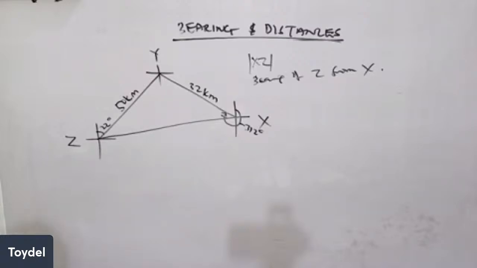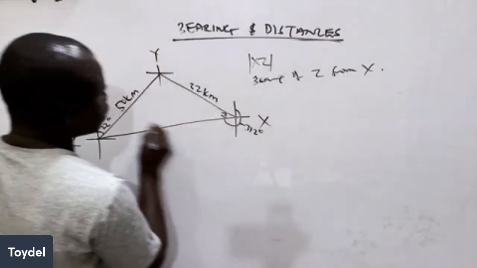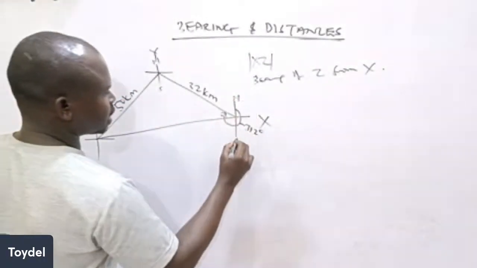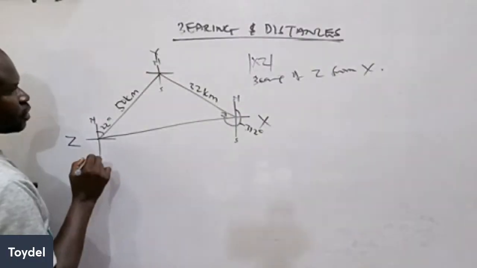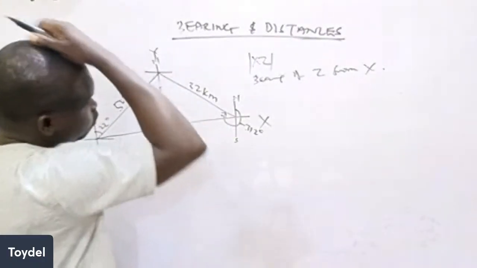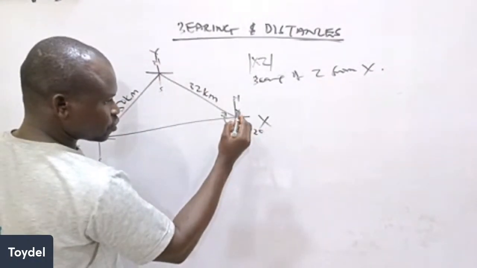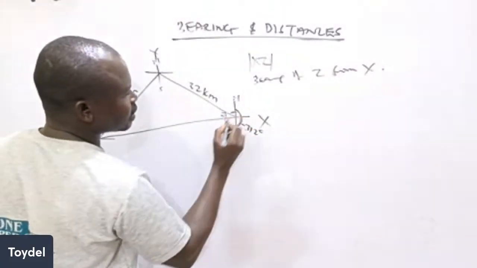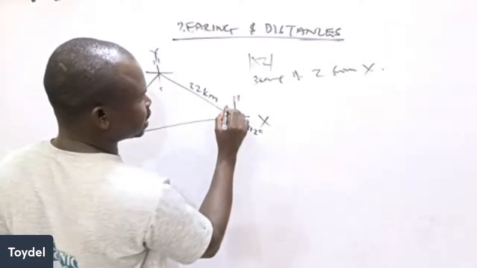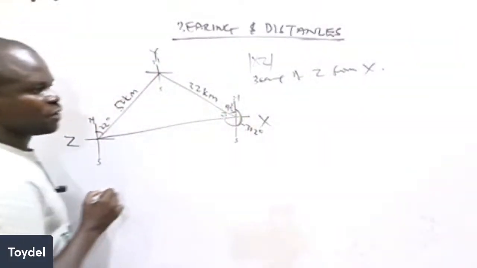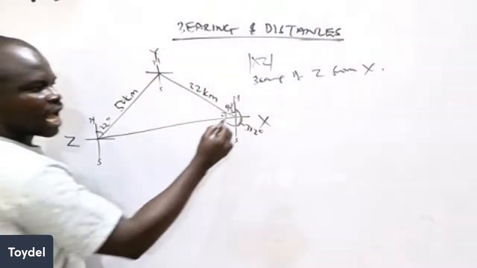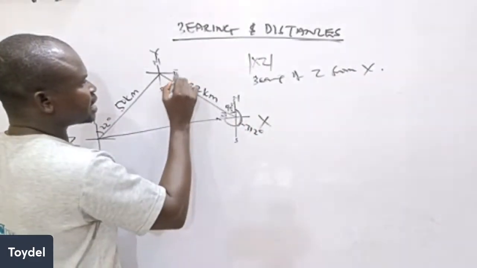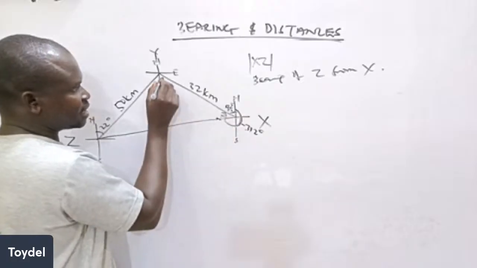Now look at what you do. If this is 312, this is north and this is south. The bearing of Y from X is 312, so it moves from here 312. What is the remaining angle here? The remaining angle will be 48. Why is it 48? Angles at a point add up to 360. Because this is north, west, east, south, this 48 is alternate to this angle.